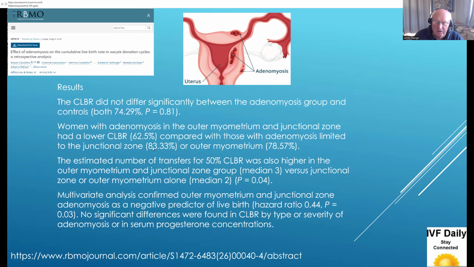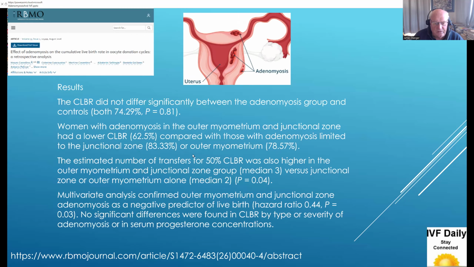But the cumulative live birth rates, this is actually exceptionally high for donor eggs. This is about as good as it gets. But you can see that a reduction from 82% to 62% really is not a great deal in the grand scheme of things, or some people I think may do. But it needs to be mentioned in terms of counselling.